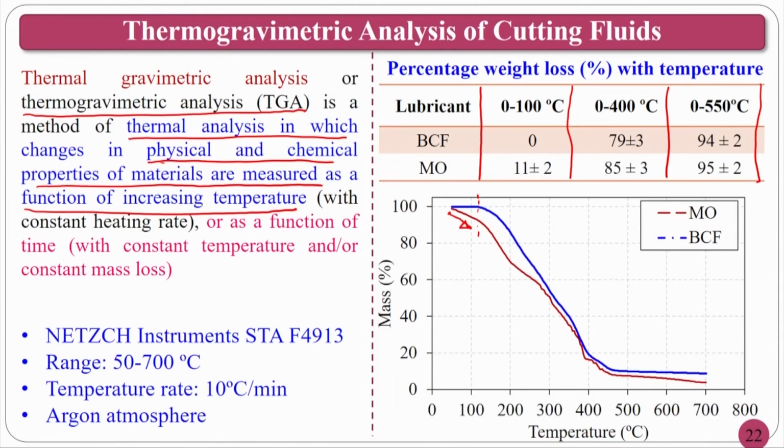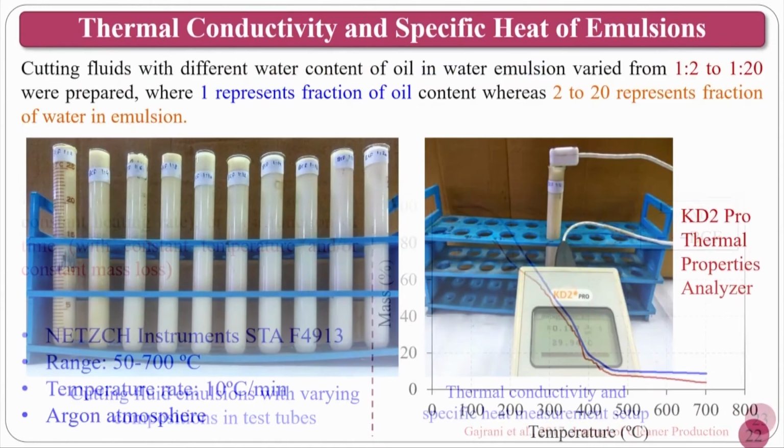If you see up to 400 degrees temperature, what is happening? 79 plus or minus 3% is gone, whereas for the other, a maximum of 88% is gone. If you see 550 degrees, approximately both are the same. That means the degradation with respect to temperature is better for the biocutting fluids compared to the mineral oil.